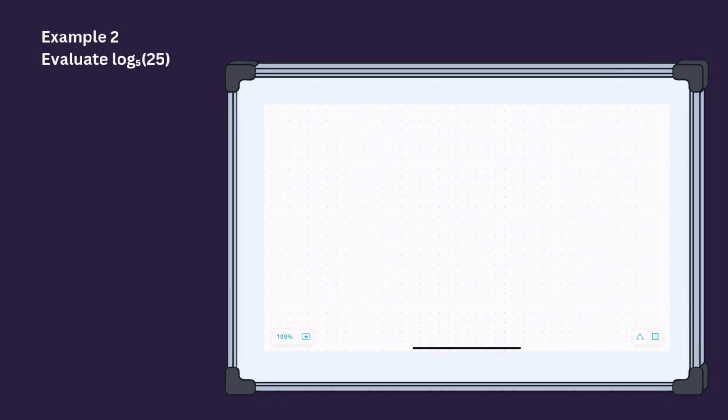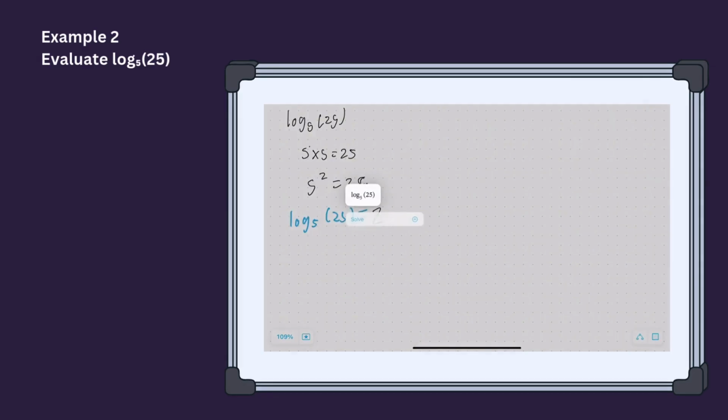For our second example, evaluate log to the base of 5 of 25. Step 1. Identify 5 raised to what power equals 25. So 5 times 5 equals 25. So how many times should we multiply 5? 1, 2, so 2. So 5 raised to the power of 2 equals 25. So this will be our final answer. Log base 5 of 25 equals 2.